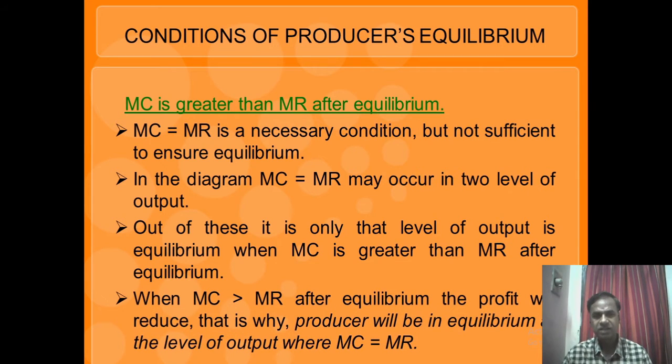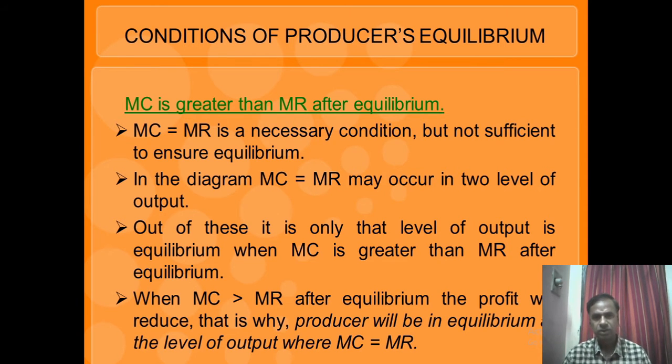When MC is greater than MR after equilibrium, the profit will reduce. Profit reduces means the producer will not continue the production, because his main objective is to get maximum profit. That is why the producer will be in equilibrium at the level of output where MC is equal to MR. If MC is greater than MR, the profit will reduce. That's why he will reduce the product until where MC is equal to MR.